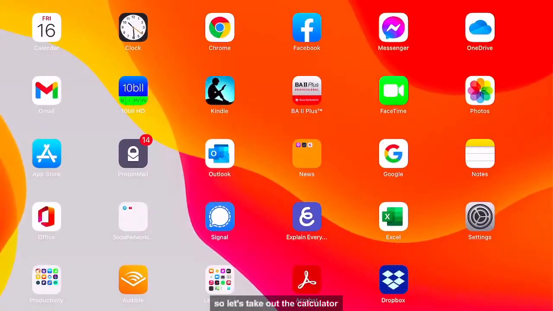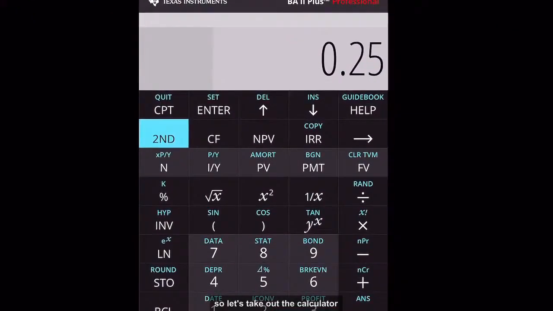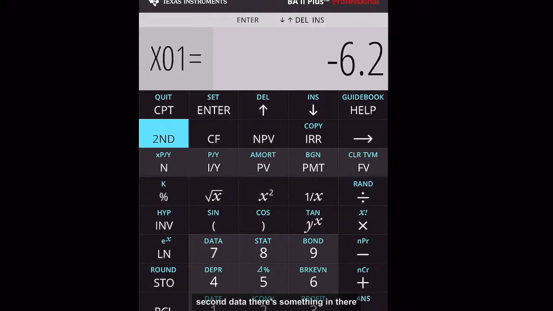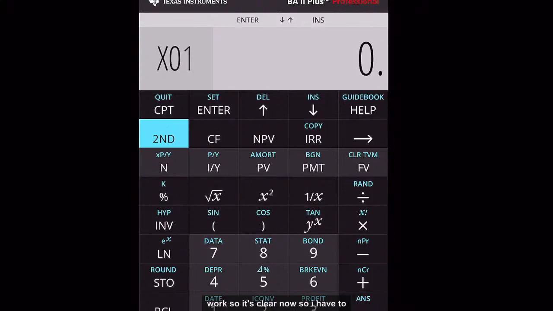So let's take out the calculator, and I'm going to use the data stat. So if you watch the video, you learned how to use your calculator for statistics, right? So I'm going to hit second data. There's something in there, so I need to erase it. So second clear work. So it's clear now. So I have to clear the worksheet for data. And I begin entering data.